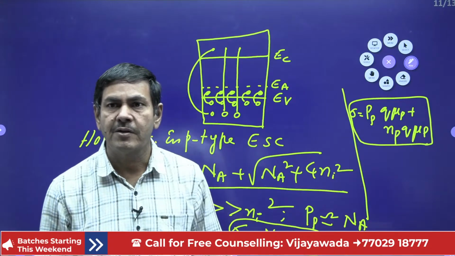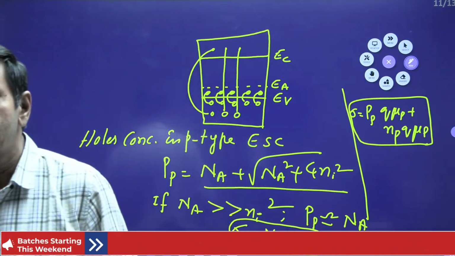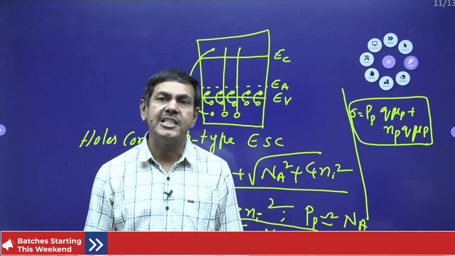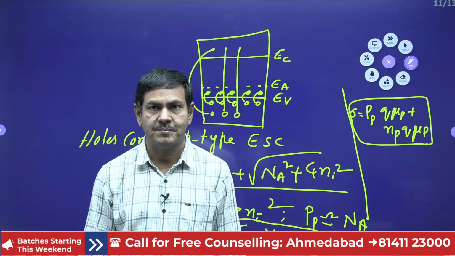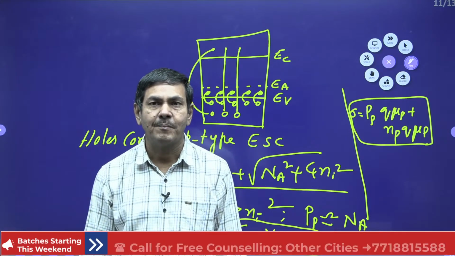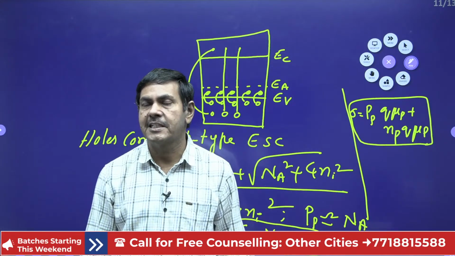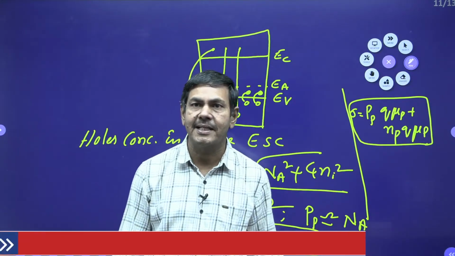I hope so far you followed what a p-type extrinsic semiconductor is and what an n-type extrinsic semiconductor is, which I explained. By using these two materials, how these two, p-type and n-type, will be useful in explaining a p-n junction diode, we will discuss in the next class.